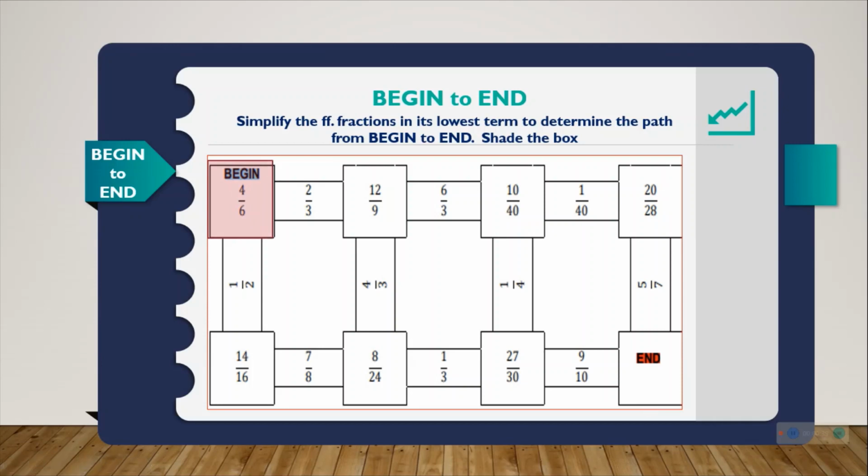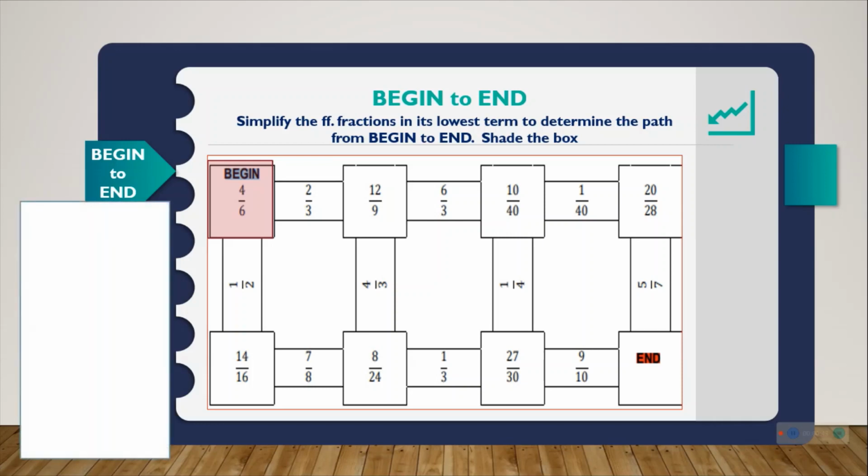So we simplify the fraction into its lowest term. So 4 over 6. 4 over 6 divided by 2, which is the LCD of 4 and 6. So 4 divided by 2 is equal to 2, and then 6 divided by 2 is 3. So the answer is 2/3. So we will shade this part because the lowest term of 4 over 6 is 2/3.